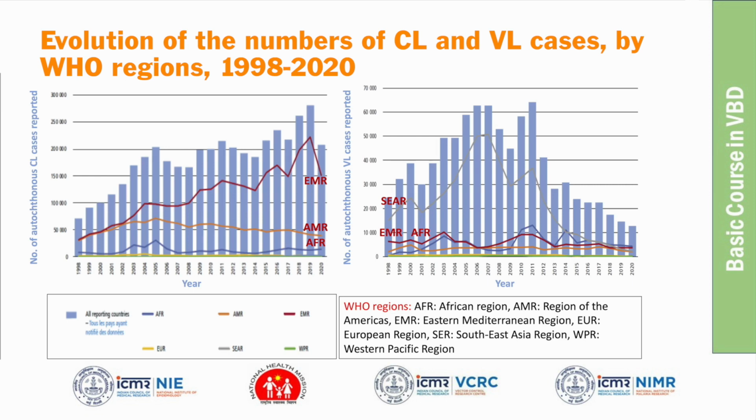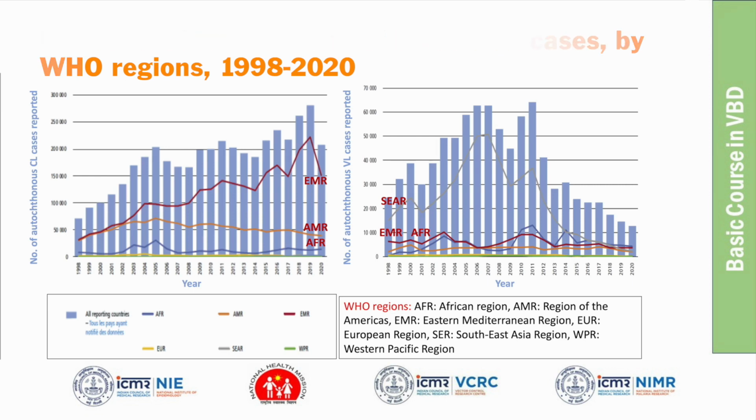So you can see the cutaneous leishmaniasis cases are steadily increasing from 1998 to 2019, and then there is a small decline. Whereas VL cases increased, and then there is a clear decline from 2012 onwards, going below 10,000 cases in most of the regions.